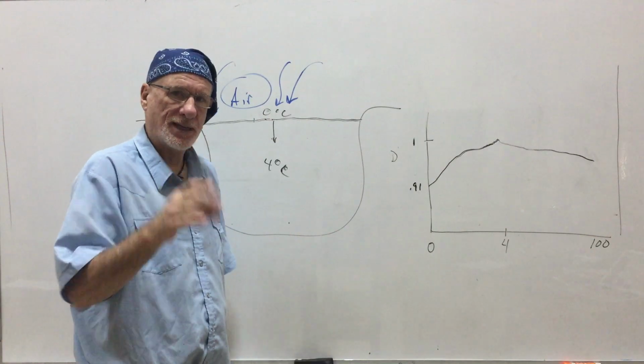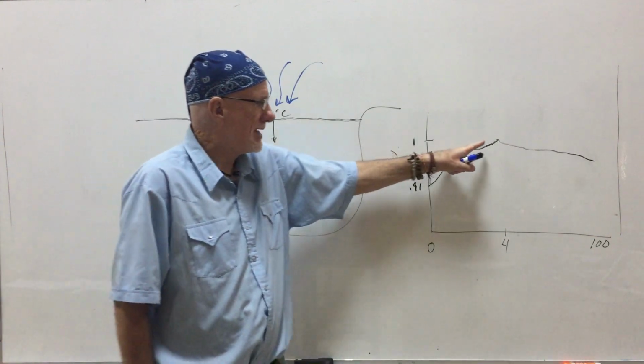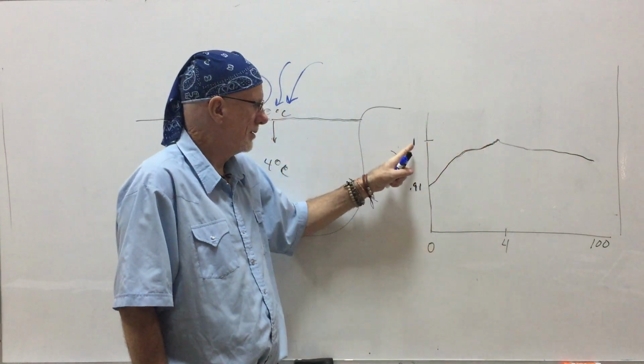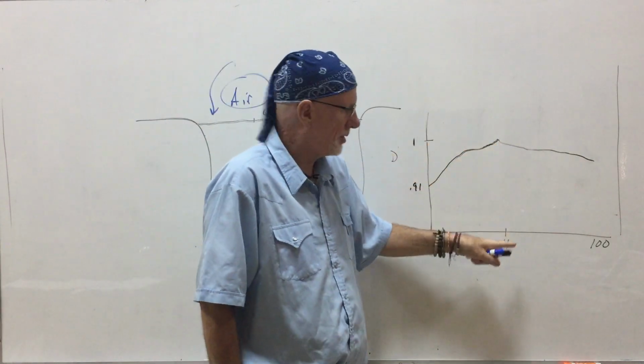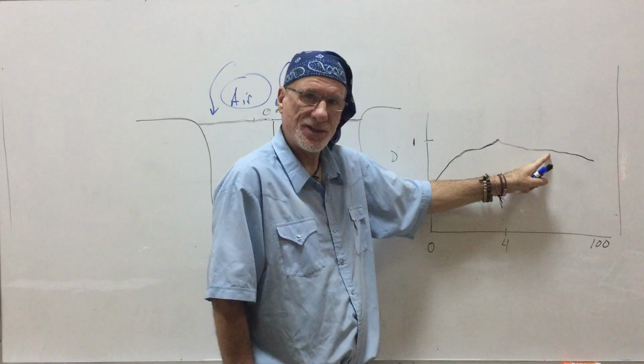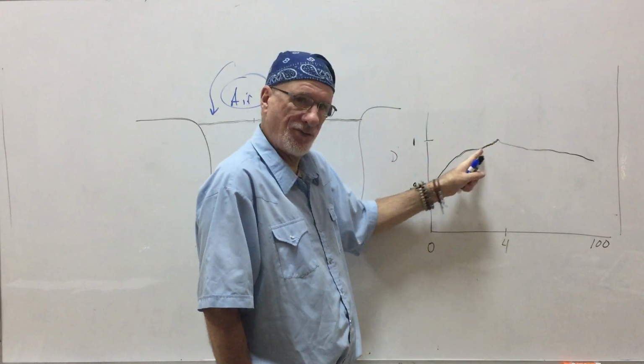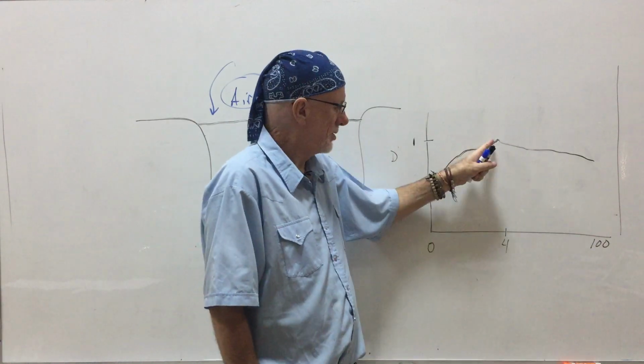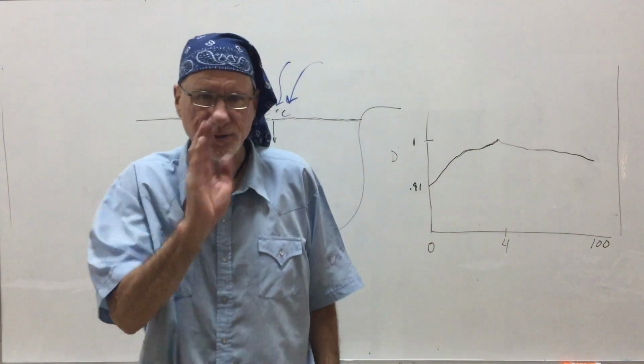Okay? That's it. Water is most dense at 4 degrees Celsius. It's a 1. Greater than 4 degrees Celsius, it's less dense. Less than 4 degrees Celsius, it's less dense. Most dense right there at 4 degrees Celsius. That's it.